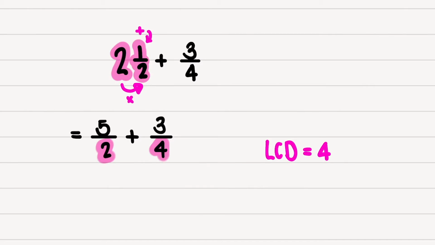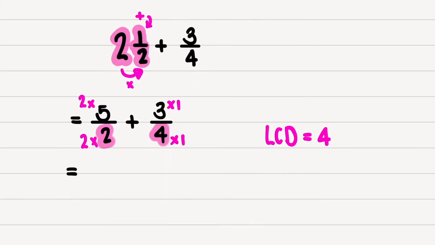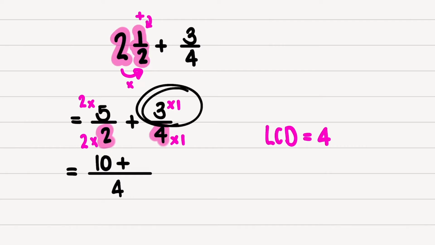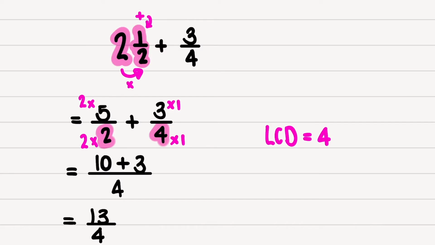So now I'm going to say, what do I do to 2 to get to 4? I times it by 2. What I do to the bottom, I'm going to do to the top. What do I do to 4 to get to 4? I times it by 1. What I do to the bottom, I do to the top. Now I'm going to put this whole thing over the denominator that I've picked, which is 4. And I'm going to do this first part of the fraction. So 2 times 5 is 10, plus 3 times 1, which is 3. So 10 plus 3 is 13 over the denominator of 4.